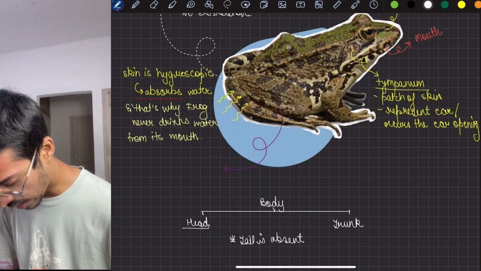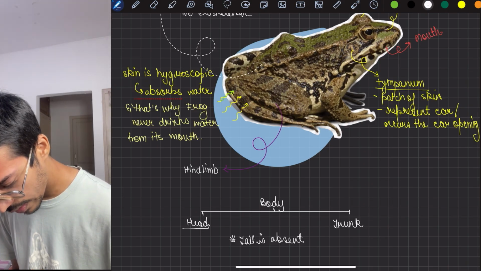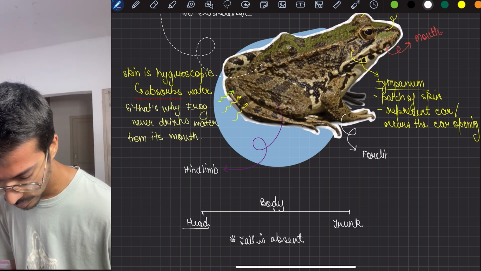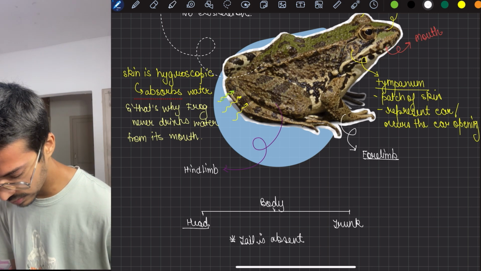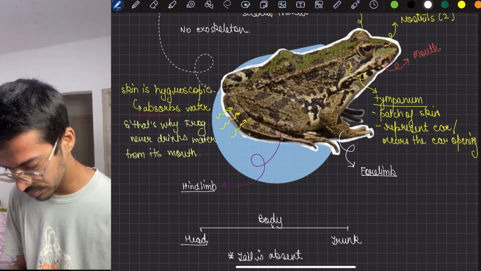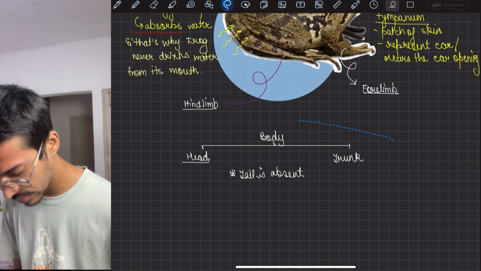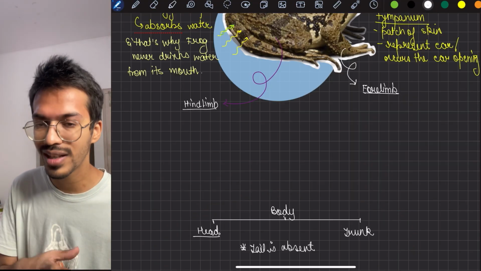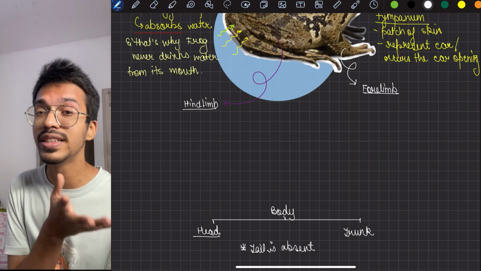This is the hind limb, and this is the forelimb of the trunk. Now the hind limb and the forelimb, there we have to remember how many digits they have.